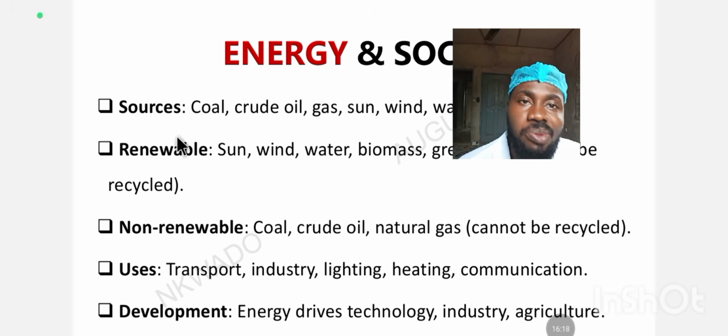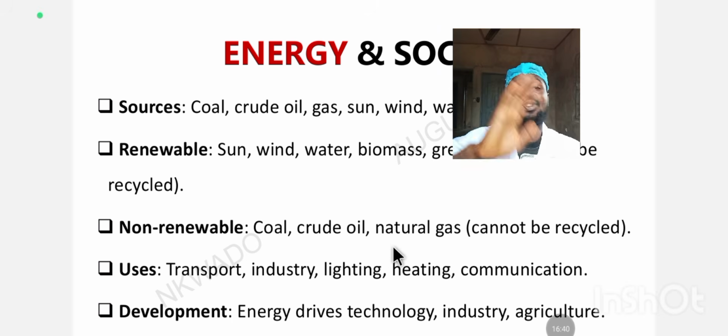Okay, that's the opposite of renewable energy. What is the meaning of non-renewable energy? When you say non-renewable, it means that it cannot be recycled. Energy cannot be reused, as simple as that. You can't reuse it, you can't recycle it. That is the non-renewable energy. As you just finish using it, that's the end of the energy. It burns out.